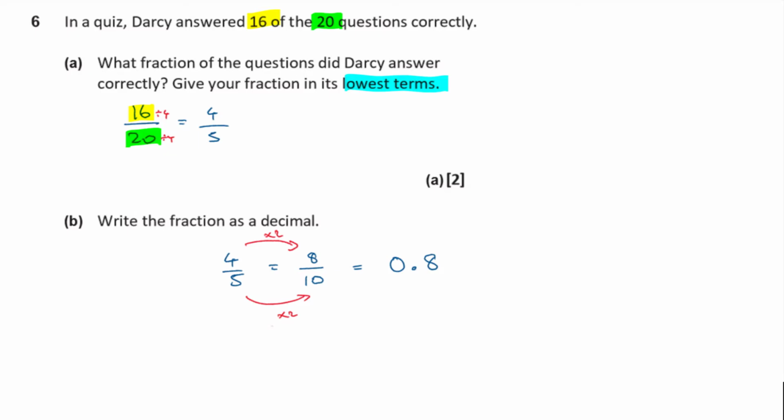Because you know, that's tenths, isn't it? The number after the decimal point is just tenths. So if I've got 8/10, then I can just write it as 0.8 as a decimal.